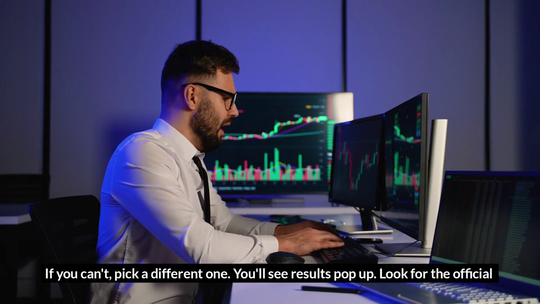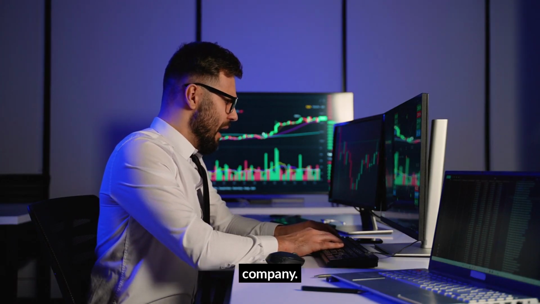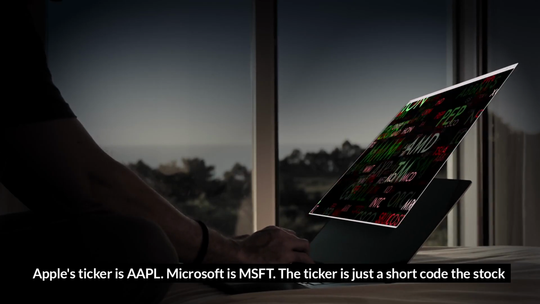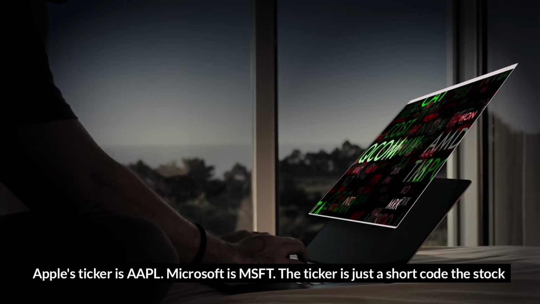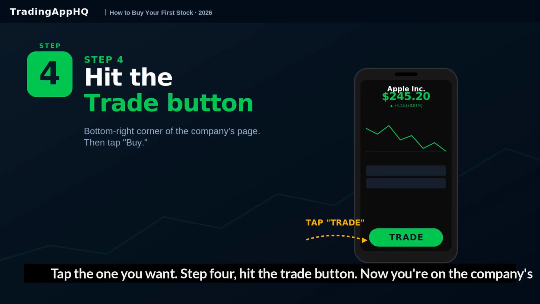You'll see results pop up. Look for the official company. Apple's ticker is AAPL. Microsoft is MSFT. The ticker is just a short code the stock market uses. Tap the one you want.